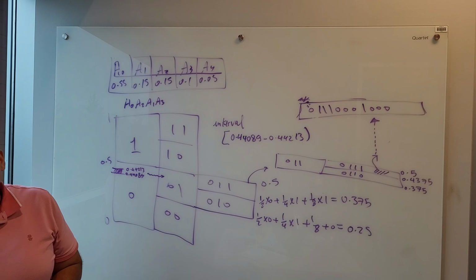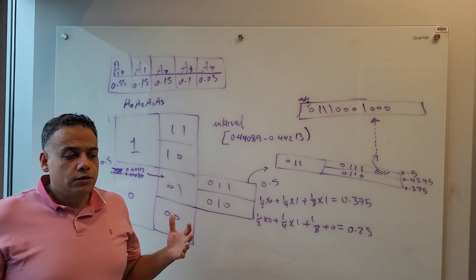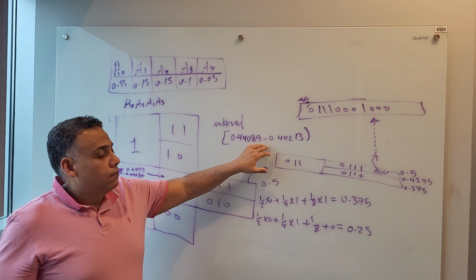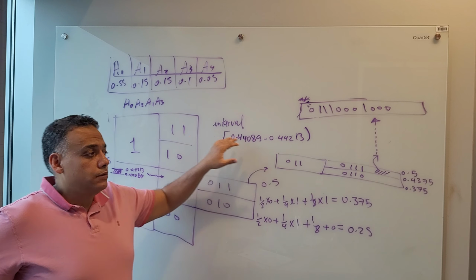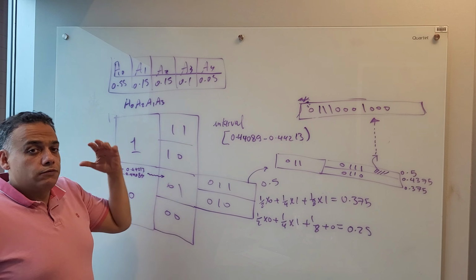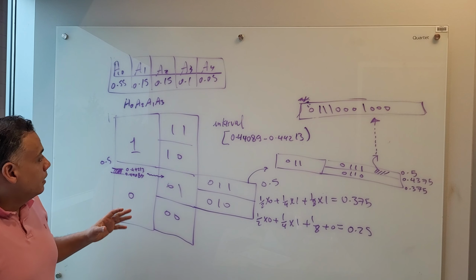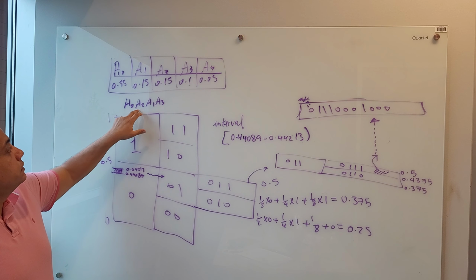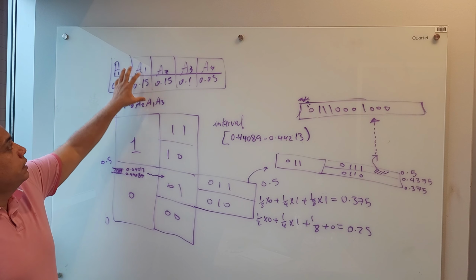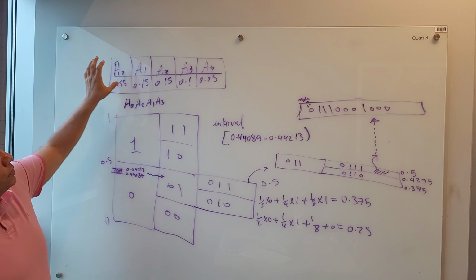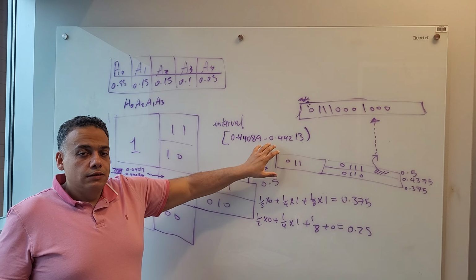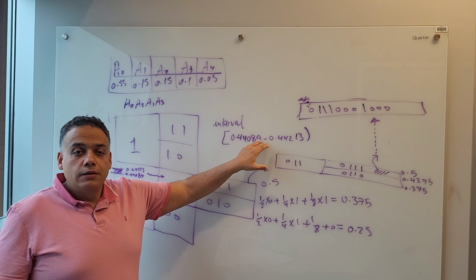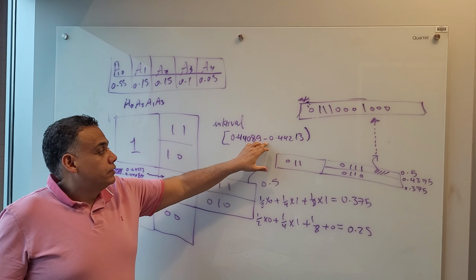Hello everyone, this is a follow-up video, a continuation of the previous video in which I explained how we derive an interval that represents a sequence of symbols that we're trying to communicate. In the previous video, we found that A0, A2, 1, A1, A3, according to that distribution, is represented by this interval.